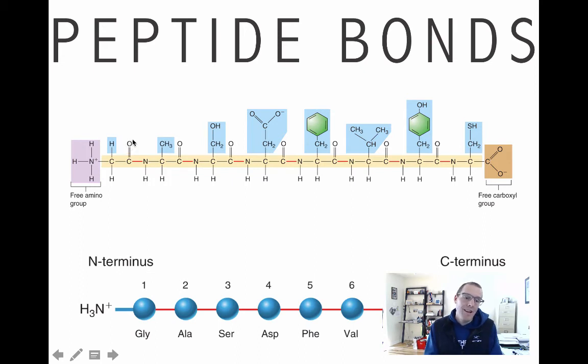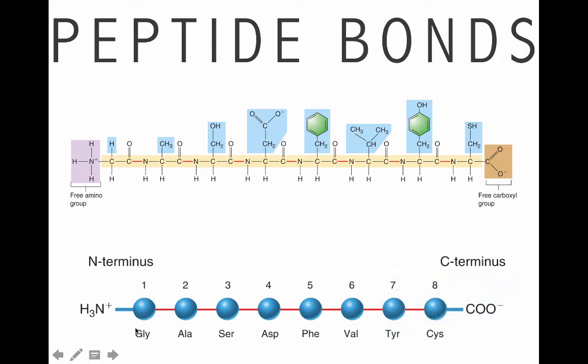So we've got slightly negative oxygen, slightly positive hydrogen, slightly negative oxygen, slightly positive hydrogen, slightly negative oxygen. So what we have are slight negative and positive charges all the way along the peptide backbone. That's going to become really important when we look at protein folding in a moment.